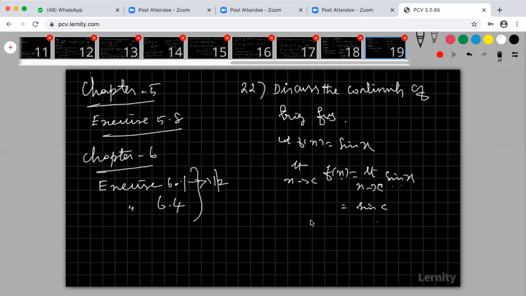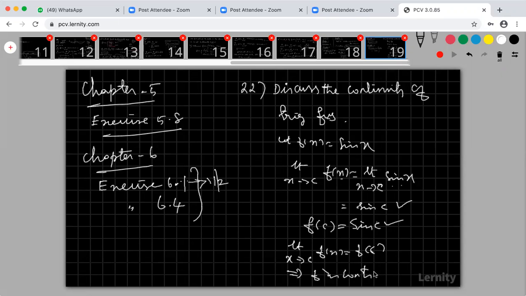This is the value. But what about my value of the function? f of c is also sin c. Same. Both are equal. Both are equal means my function is continuous at all the points. c is any point. Limit as x tends to c, f of x is equal to f of c. So therefore, my f is continuous at all the points. f is continuous since f is nothing but sin x.